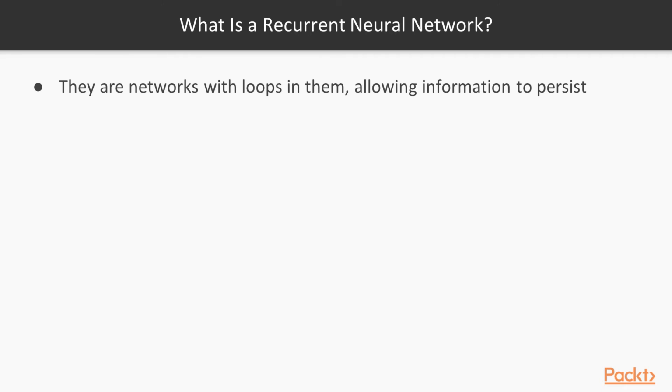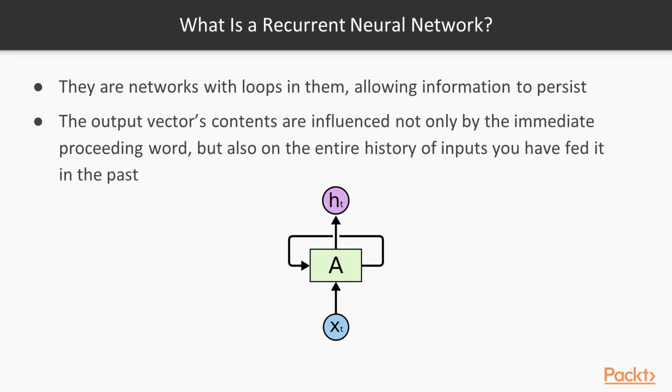And this is where recurrent neural networks come in. This is a type of deep learning neural network. They are essentially networks that have loops built into them, which allow them to contain information about previous inputs and outputs. The output vectors, i.e. the word being predicted, are influenced not only by the immediately preceding word, but also by the entire history of inputs that you fed into this recurrent neural network. This allows it to maintain some level of context about what words to predict next.